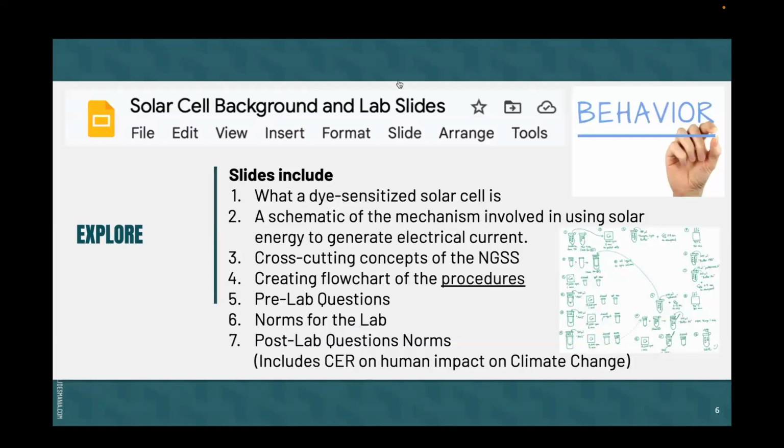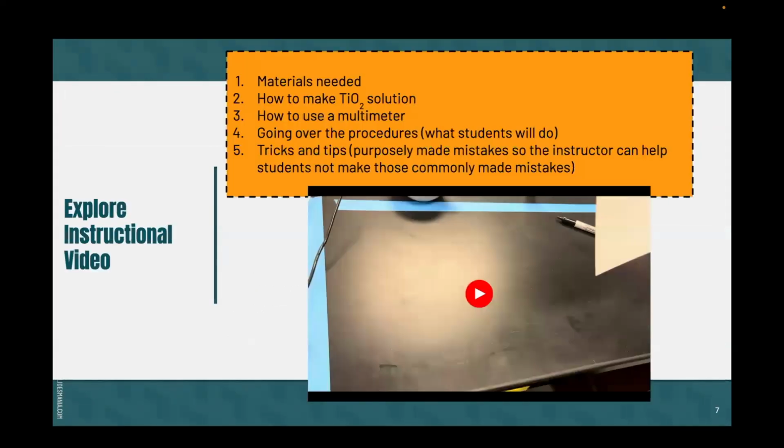Here, there's a resource. It's a Google Slides presentation that goes over different components of the lab so they can understand what a dye-sensitized solar cell is. They can understand the cross-cutting concepts involved in this lesson. They can learn how to do a flowchart using the procedures for this lab, and then post-lab questions will help them think critically about the lab that they are performing.